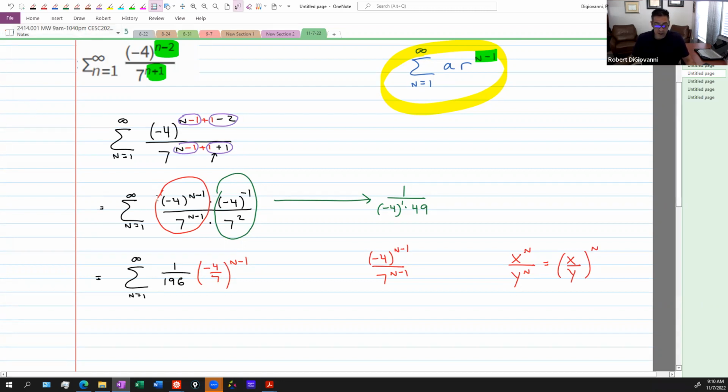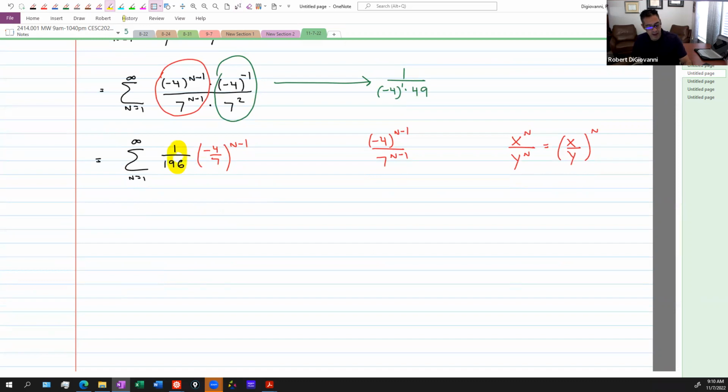And now I have the geometric series. I have a, right? I have a number out front. So this is my a. I have some number, -4/7. That's my r. And then of course I have the n-1, which is what I need for geometric series. So does this one converge or diverge?